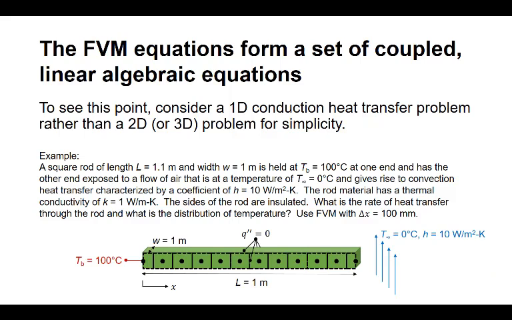Here is a sketch of the problem. It is a square rod of width 1 meter. One end is held at 100 degrees C, and the other end has convection heat transfer. The sides of the rod are insulated, such that heat only transfers along the length of the rod. It's thus a one-dimensional problem.